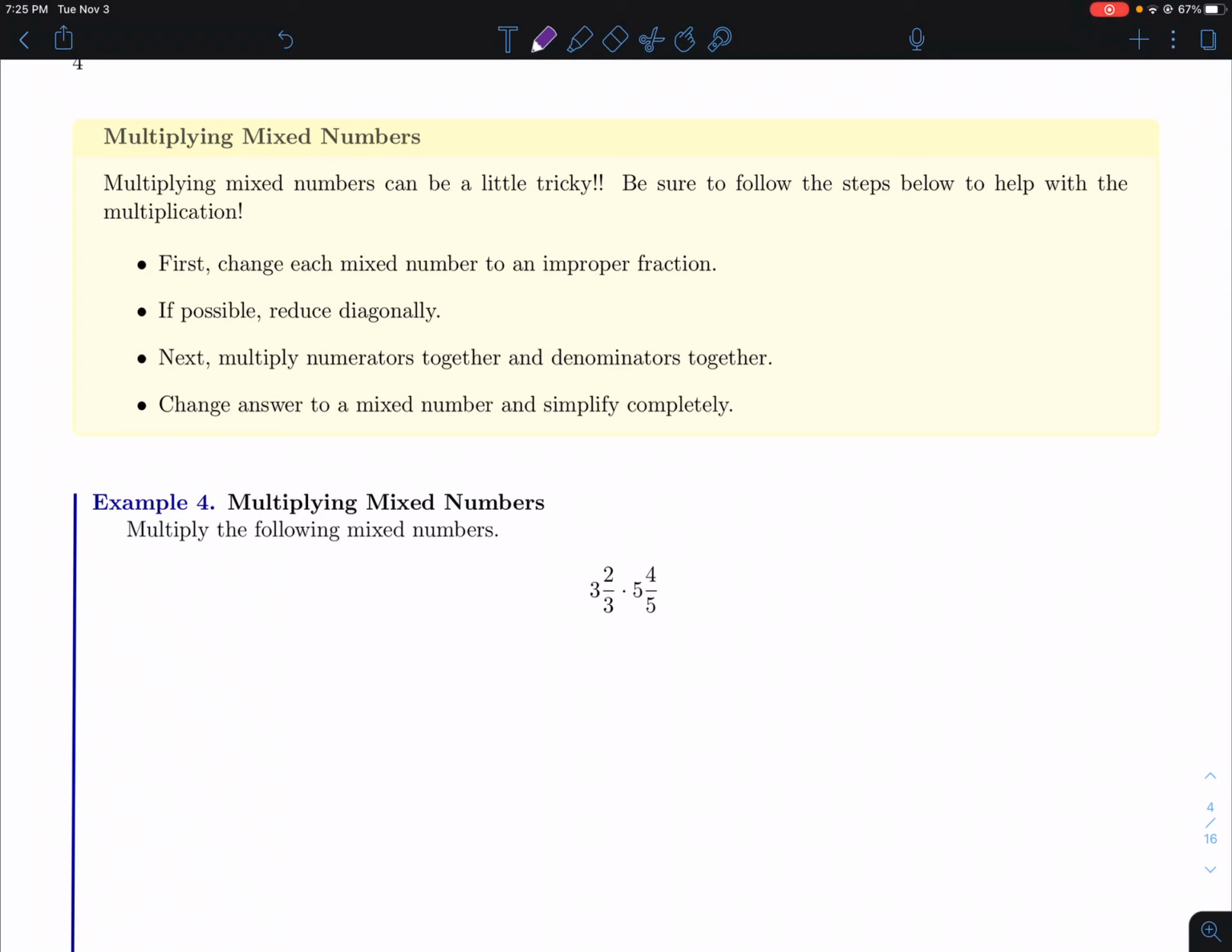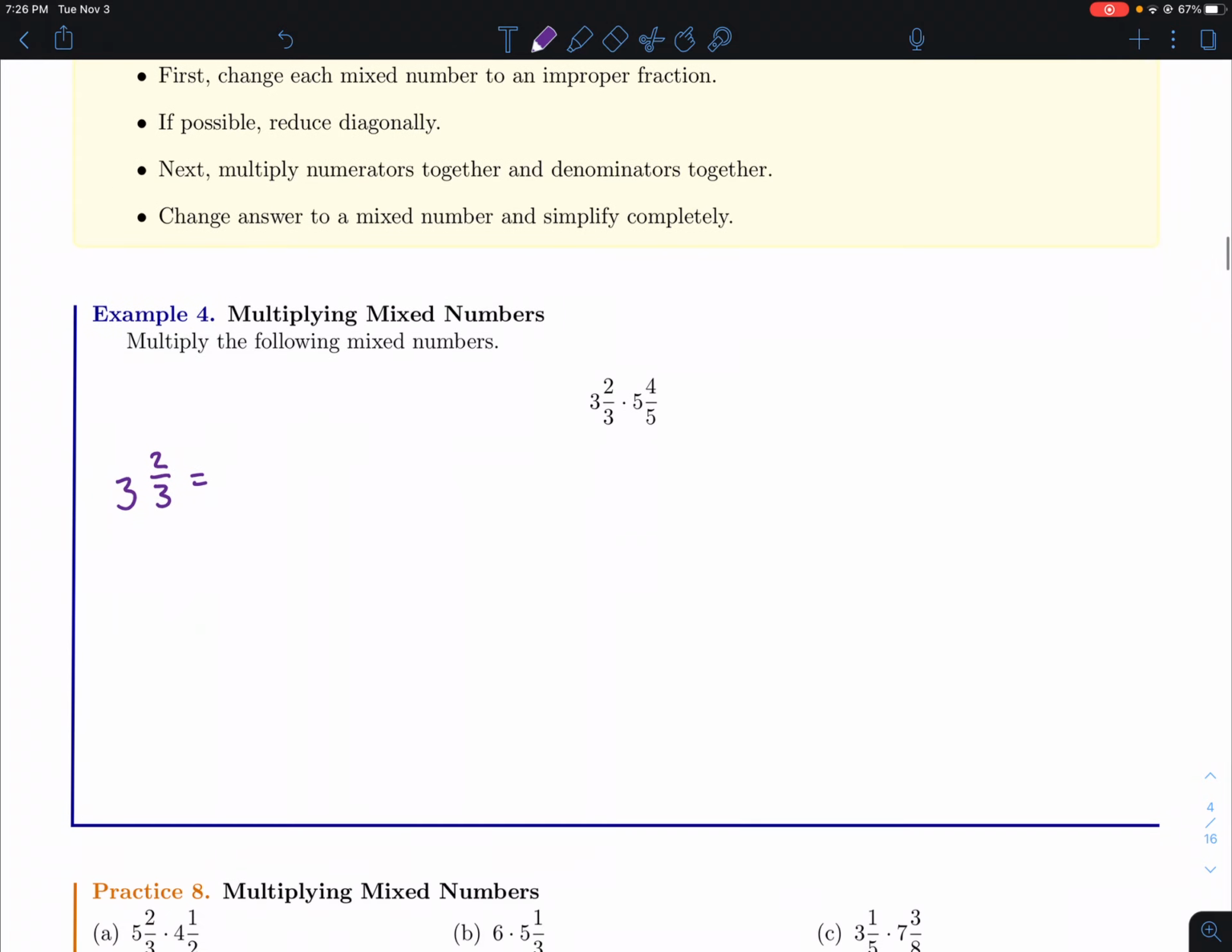All right. So let's look at how to multiply mixed numbers. I've written down some steps here to help guide you. Typically, I'm not even really a big fan of adding mixed numbers. I can do it, but I actually prefer to use improper fractions even for adding. Multiplication is pretty much impossible to do without changing these into improper fractions. So that's what we want to do first. Before we do anything, we rewrite 3 2/3 as an improper fraction, and then 5 4/5 as an improper fraction.